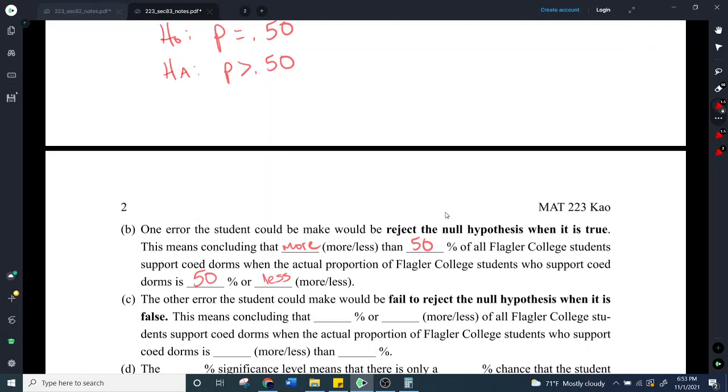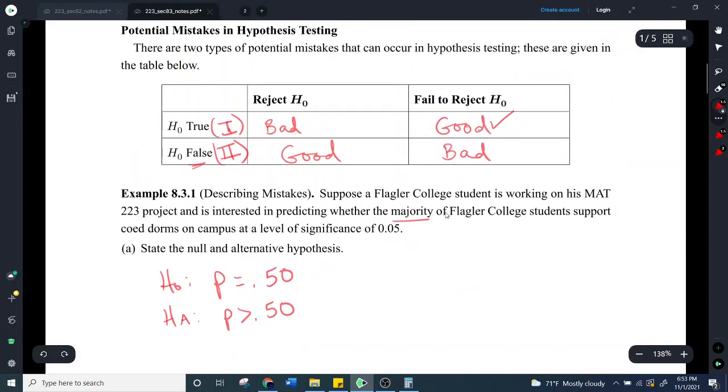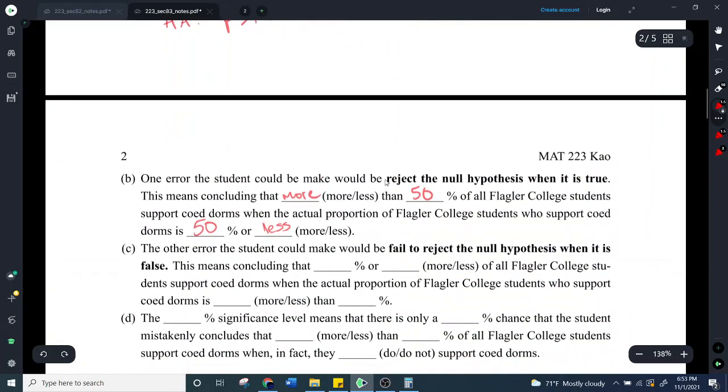So this would be an example of which type of error. If he rejects the null hypothesis when it is in fact true, that is a type 1 error. So let's add that. That means he has made a type 1 error. On the other hand, the student could fail to reject the null hypothesis when it is actually false. So he doesn't reject it, but it's actually false.